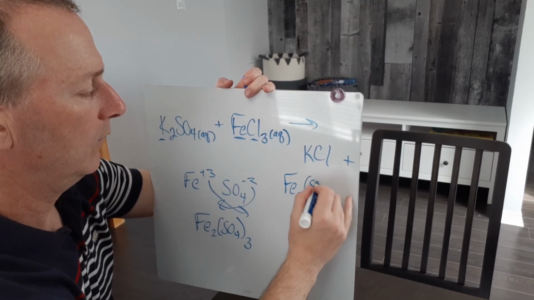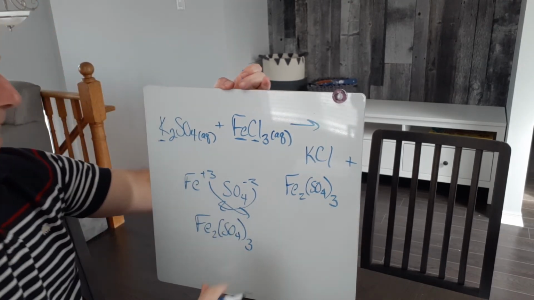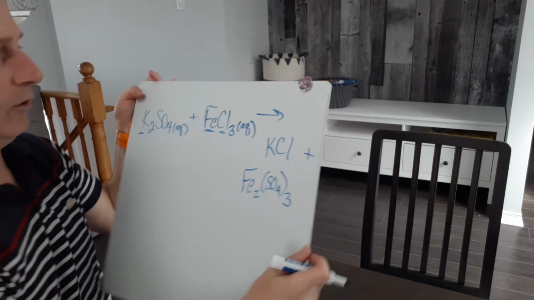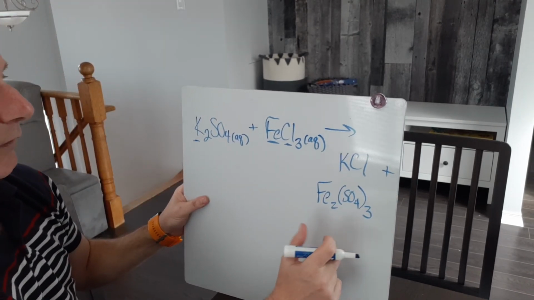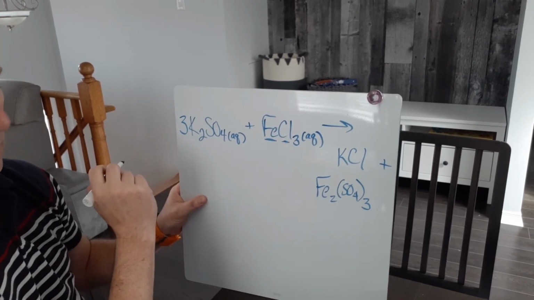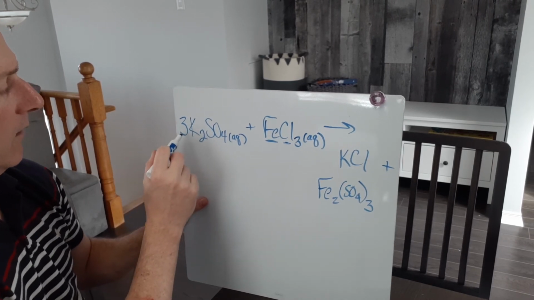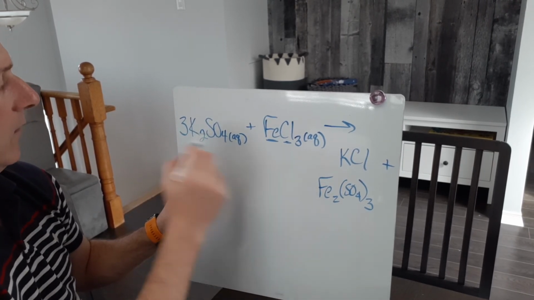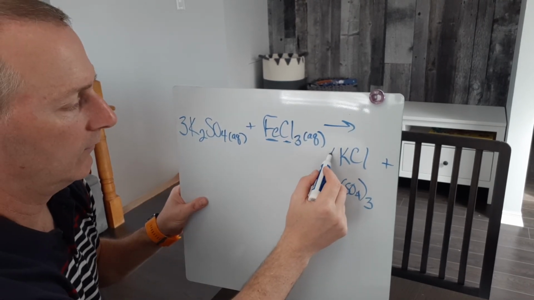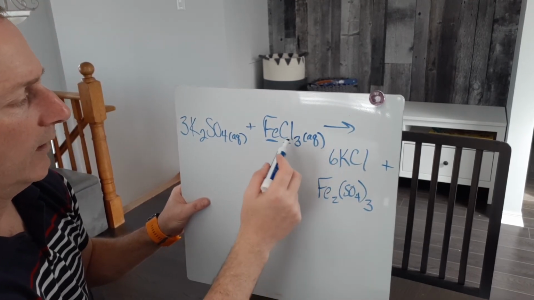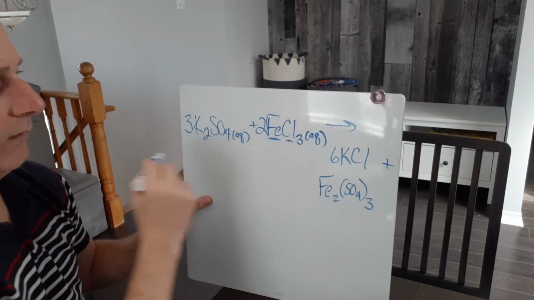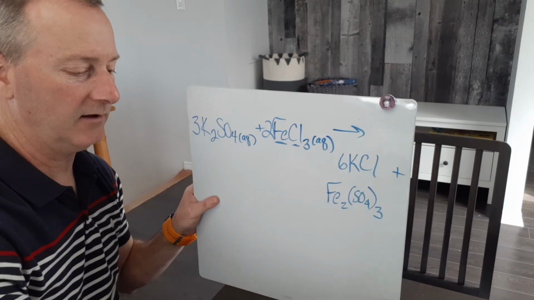Fe2(SO4)3. Okay, now once I have those, you should go back and balance right away. Remember, always start with your polyatomics. I got 3 sulfates there. Here I've only got 1. Okay, so once I balance that, in this particular one, now I've got my potassium. Right here I've got 6, which means I got to put 6 there. Now for my chlorines, I've got 6 chlorines here. I've only got 2 irons, 2 irons. So I'm good.